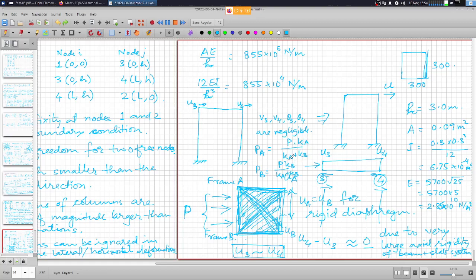Of course, if both the frames have the same stiffness, then it is going to be an equal force to both the frames. So this is what we refer to as rigid floor diaphragm, rigid diaphragm action. The other end of the spectrum is the flexible diaphragm. In a flexible diaphragm, you may see that the axial rigidity is going to be very small.